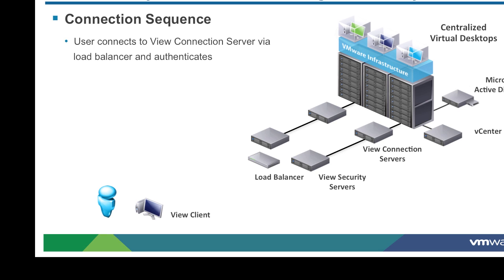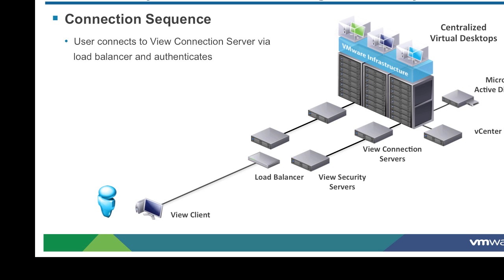This load balancer is the same networking device that you may already be using in front of web servers in a similar way. So here the user connects to View connection server, this time via the load balancer, to authenticate. So the user is not going to enter the URL that represents an individual server within the View environment, but a load balanced alias. They will connect via the load balancer and authenticate. So they'll make the connection to the load balanced alias.